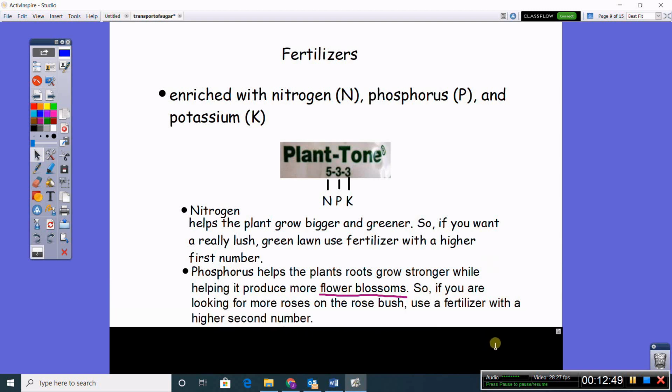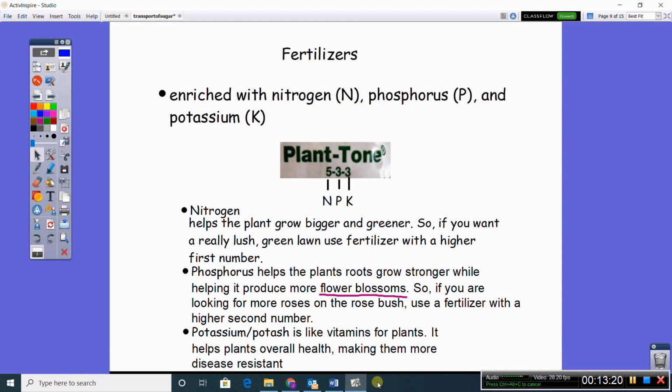Okay, phosphorus tends to be in more of your Miracle-Gro type fertilizers that you use with potting soil when you're planting pretty blooms this time of year, pretty flowers, okay? It does help roots grow stronger, but it helps produce more flower blossoms. So when you see that Miracle-Gro and it says, oh, produces 10 times more blooms than the average fertilizer, it's because it has more phosphorus in it.